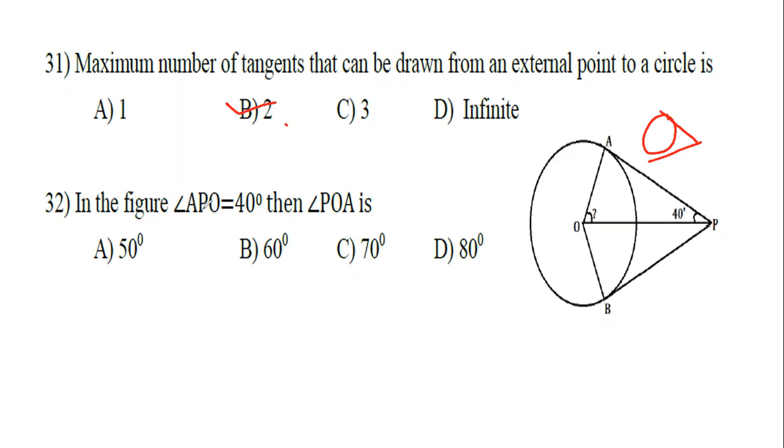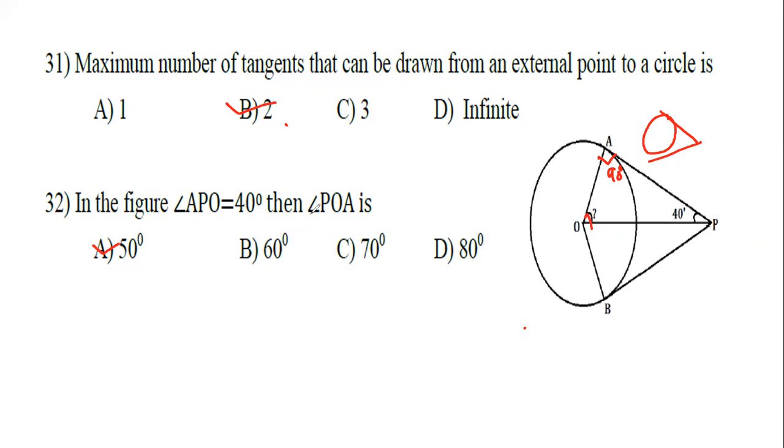Next, 32. In the given figure, angle APO is equal to 40 degree. Then angle POA is dash, angle POA, this is the question mark. And this is radius. Radius is always perpendicular to tangent. This is 90 degree. So sum of the interior angles in the triangle is equal to 180 degree. Is it right? So 90 plus 40, 130. So 180 minus 130 is 50 degree. So answer is 50 degree.